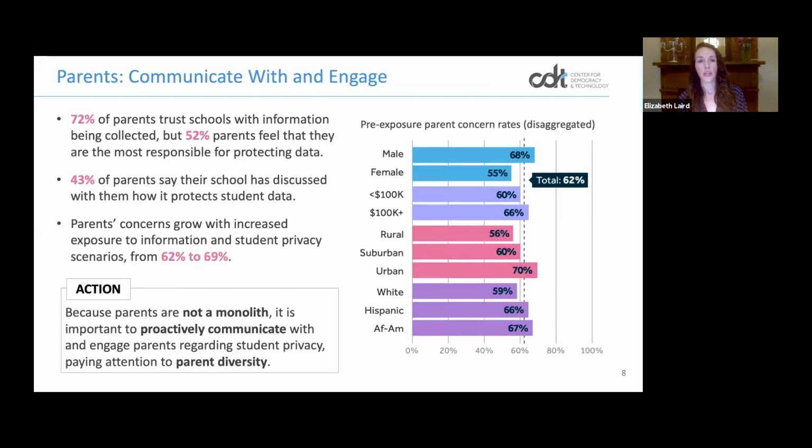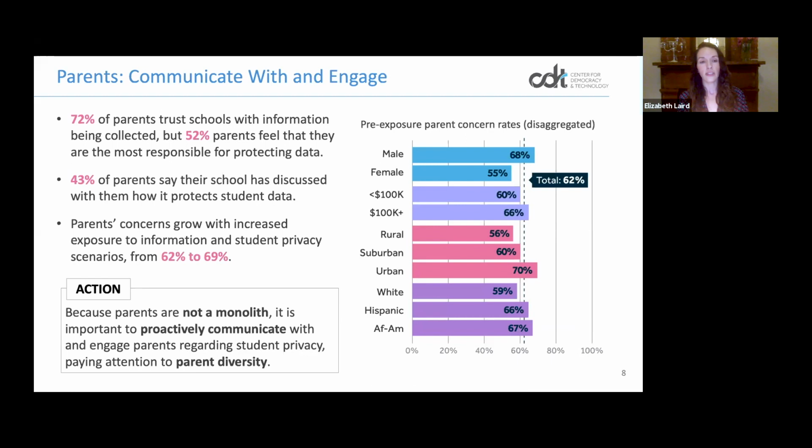So when it comes to parents, what we found is that the majority of parents trust schools with information being collected. So that is good news. But there is some confusion among parents about who is actually responsible. Over half of parents think that they're personally responsible for protecting their child's data. And yet, in reality, parents have some rights, but that responsibility to protect their children's data generally lies with the school. They have the resources, they have access to the data. So parents may think that they have more control and more responsibility than they actually do.